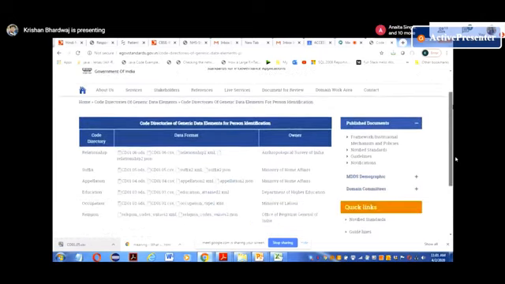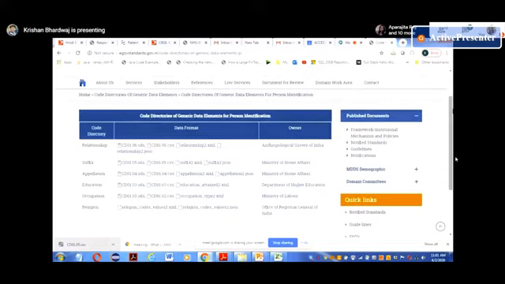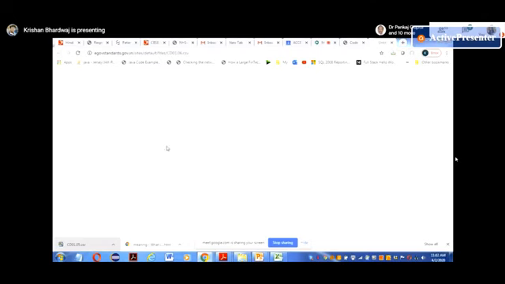So these are all the code directories. Now they are publishing these code directories in different formats. They are publishing it as an open data standard format, ODS. They are publishing it as a CSV file. Now I can simply download it.